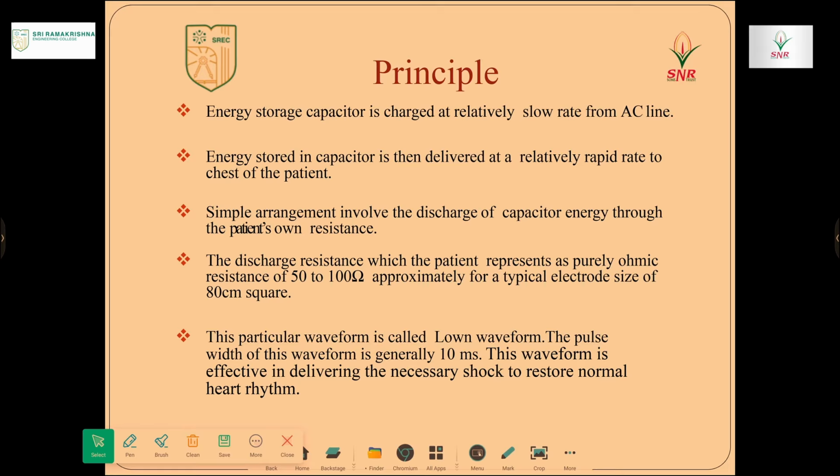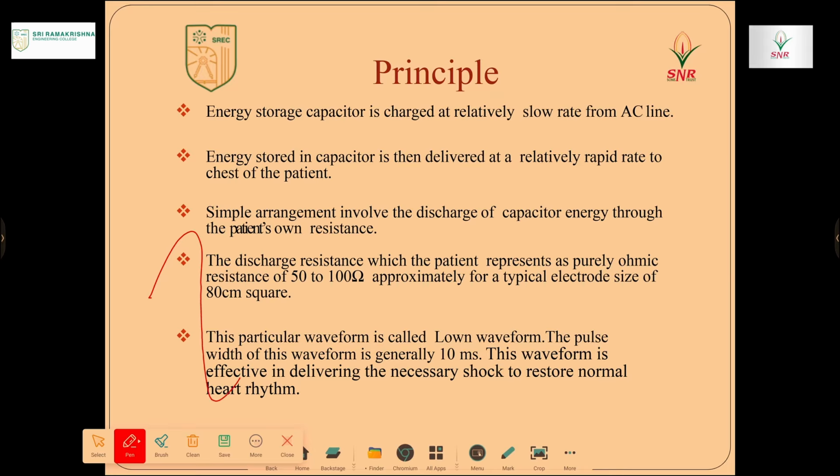In this circuit diagram we have a capacitor. With the help of that, we can discharge the energy towards the patient through the patient's own resistance. The resistance the patient represents is a purely ohmic resistance, around 50 to 100 ohms with an electrode size of 80 square centimeters. The waveform we use here is the Lown waveform. It should look like this.